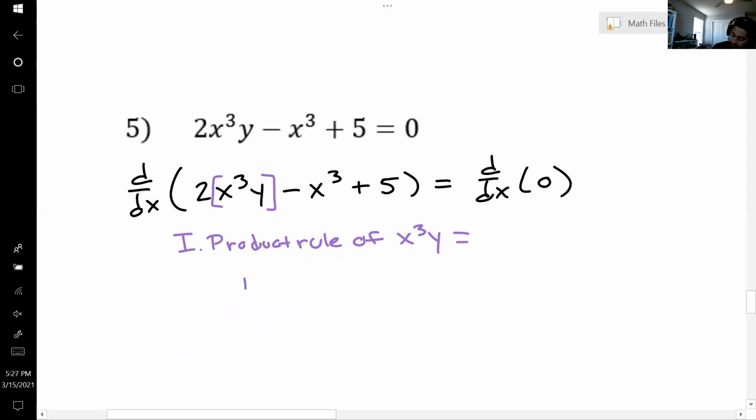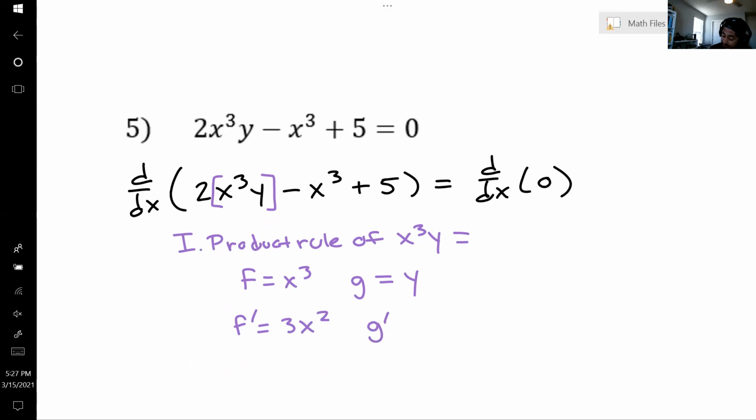Okay, this means that f is going to be x cubed, g will be y, derivative of f is 3x squared, derivative of g, implicit derivative of g gives me y prime. Okay, and then I guess we can create another little formula here. f prime g, we get 3x squared y plus g prime f, x cubed y prime. There we go.